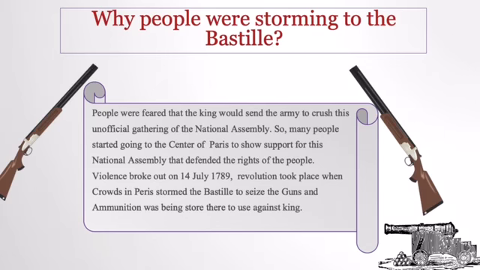Why were people storming the Bastille? This question is very interesting, and it gives a lot more information about how the revolution started in France. People feared that the king would send the army to crush this unofficial gathering of the National Assembly. What do you mean, teacher?